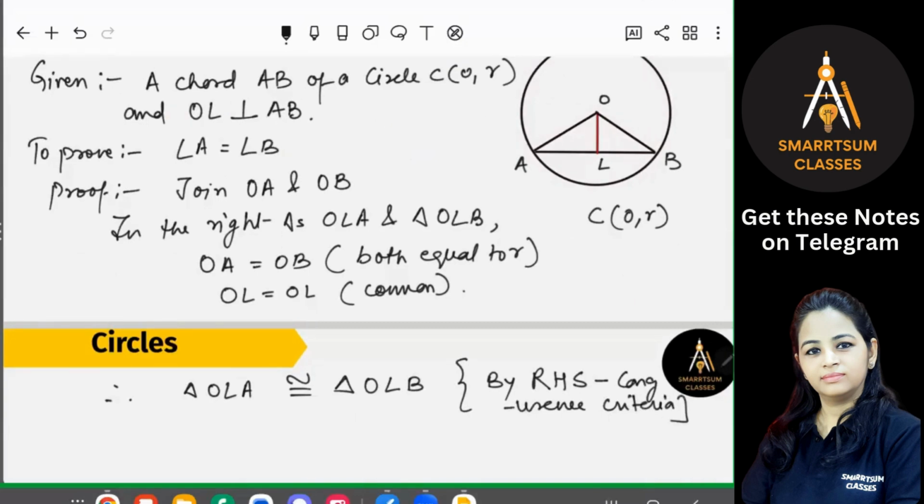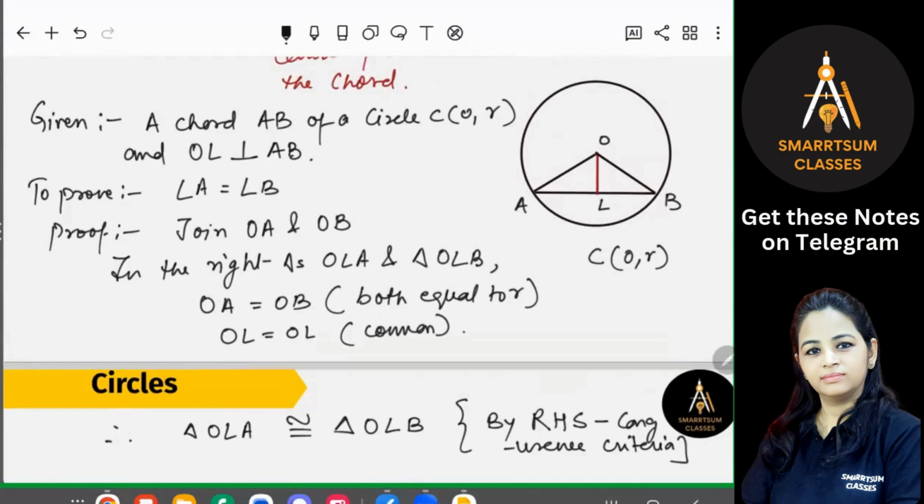Okay, so we have proved that these two triangles are congruent using the RHS criteria. These are right angle triangles, right? So one angle is the right angle. This is 90 degrees. Okay. Hypotenuse, we have already shown that these are equal to R, right? And any of the sides. So here we have taken OL, which is common, right? So right angle, hypotenuse, side. So in this way, we have proved that by RHS, these two triangles are congruent to each other.